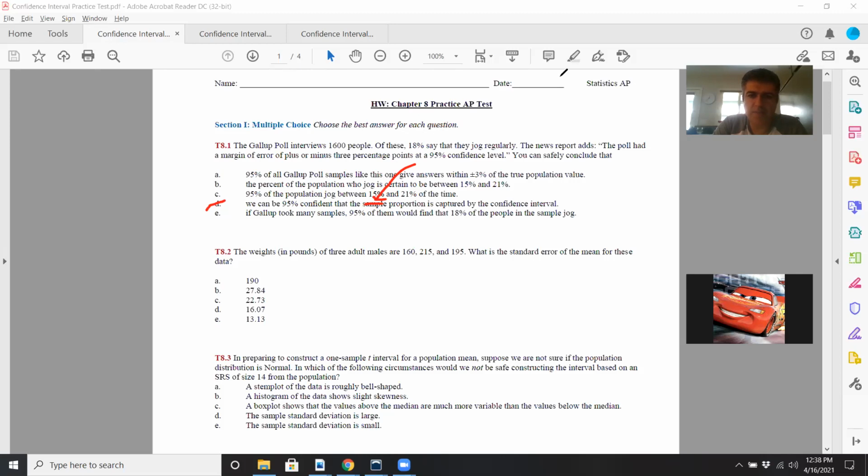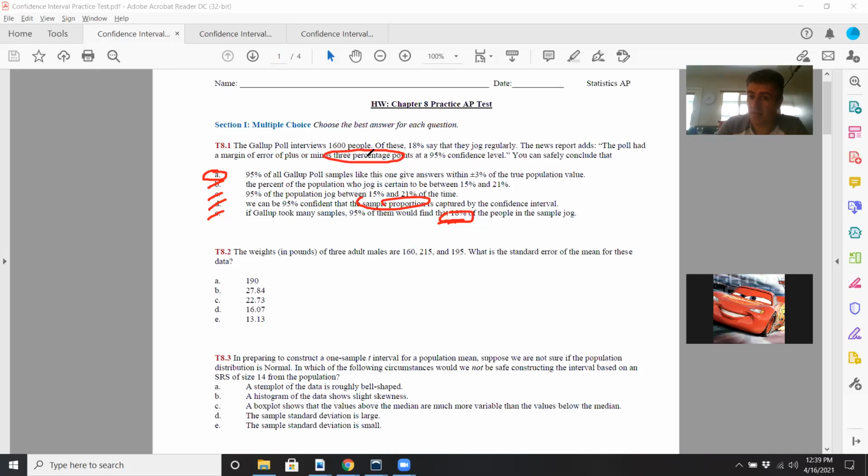Actually, no, it's not E either. It's going to be A. Okay, sorry for the confusion again. It's going to be A because this is still given the sample. It's supposed to be 9% of them would capture the true value of people that jog in this country, or whatever your population is. Again, it's not the sample proportion that you want to be captured, it's the true population proportion you want to be captured.